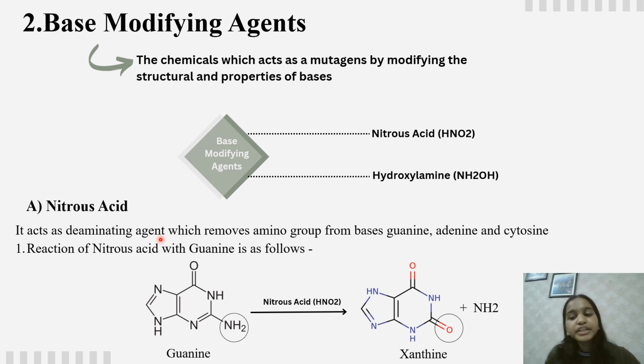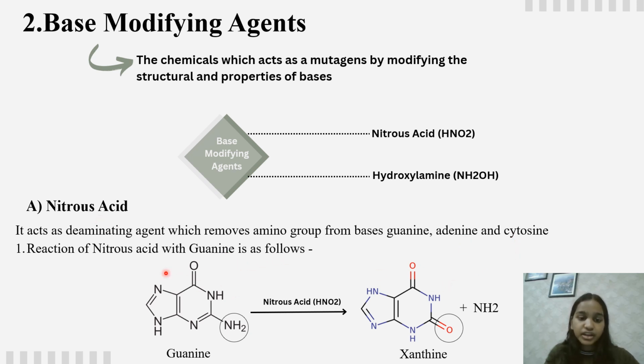Now, what is a deaminating agent? A deaminating agent is a chemical agent which can deaminate a chemical structure. That means it can remove the amino group from that chemical structure. So the deaminating agent removes amino group from bases like guanine, adenine, and cytosine. Let's understand its reaction with guanine.